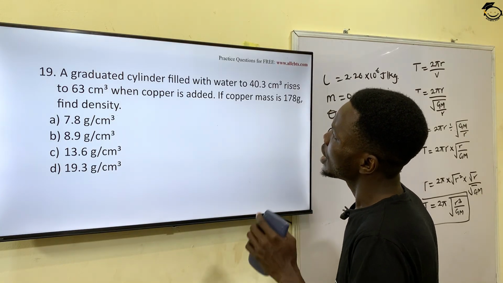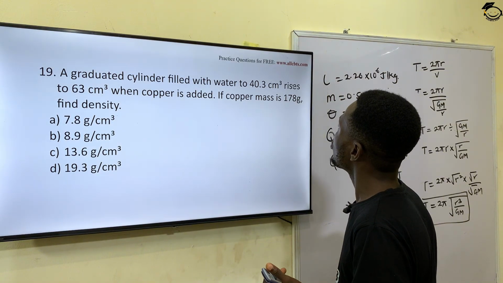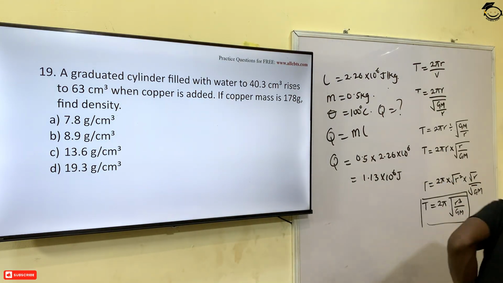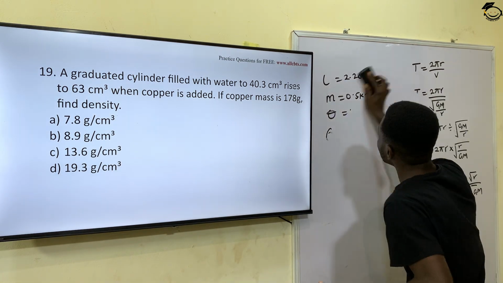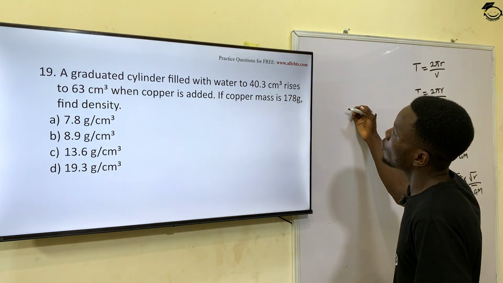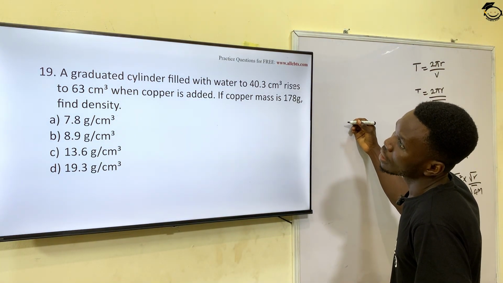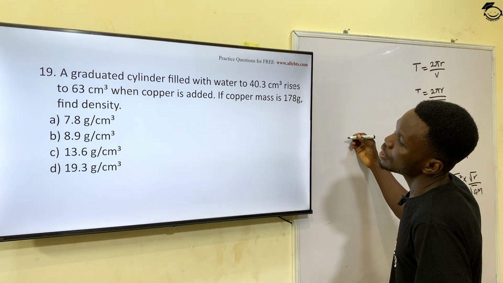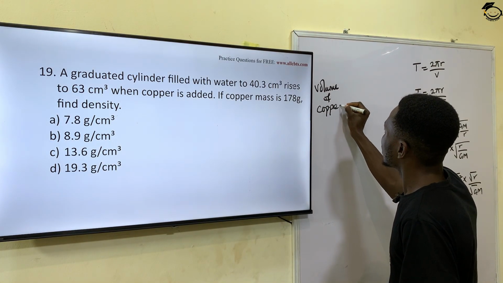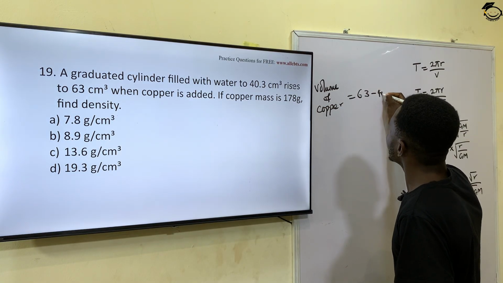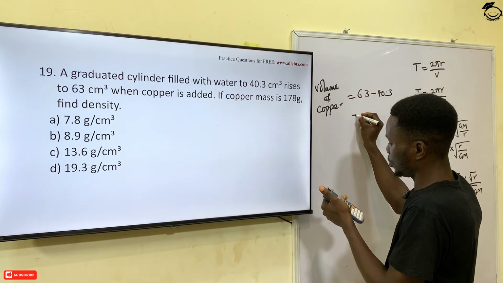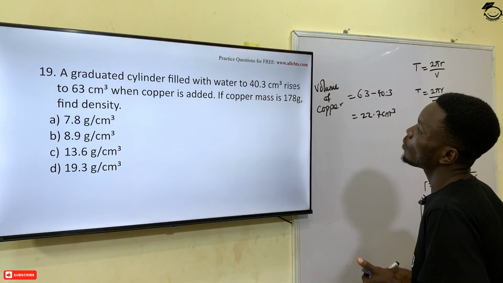It says, a graduated cylinder filled with water at 40.3 centimeter cube rises to 63 centimeter cube. So I have the cylinder filled with water at 40 centimeter cube, and when they added copper, it increased to 63. It means that the volume of copper that was added is going to be 63 minus 40.3, and that will give me 22.7 centimeter cube. That is the volume of copper that was added.